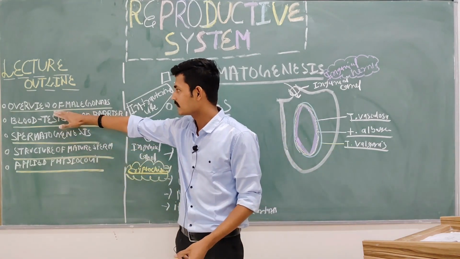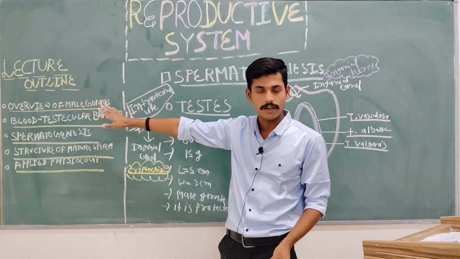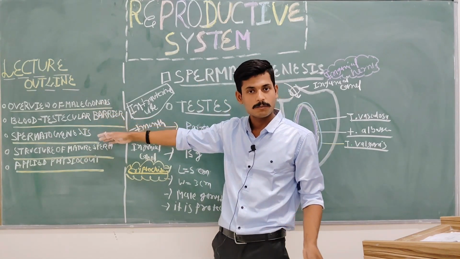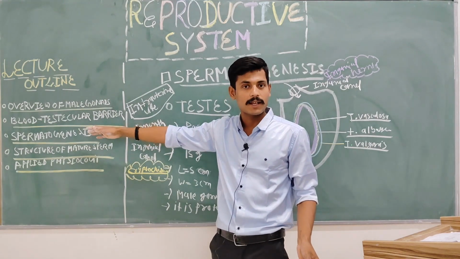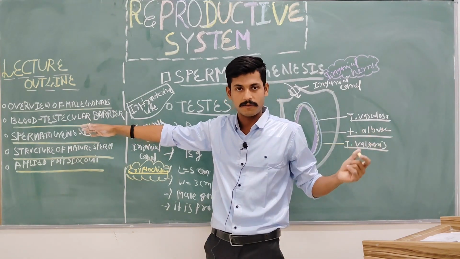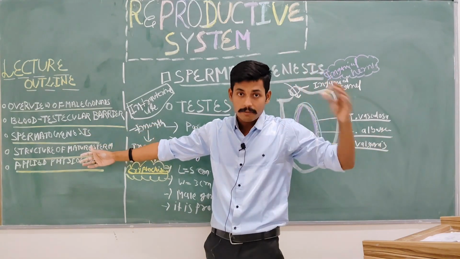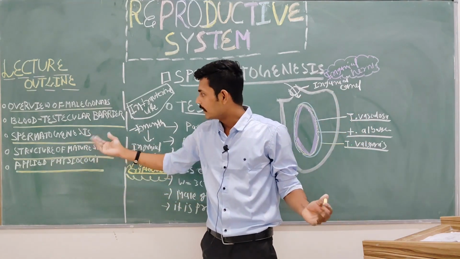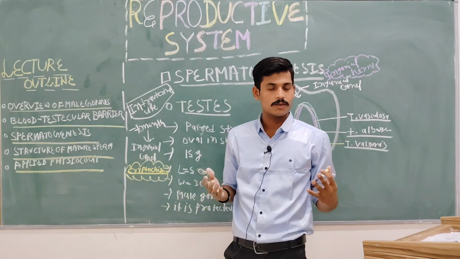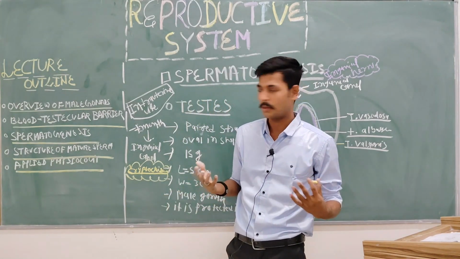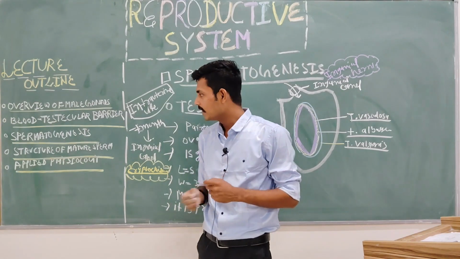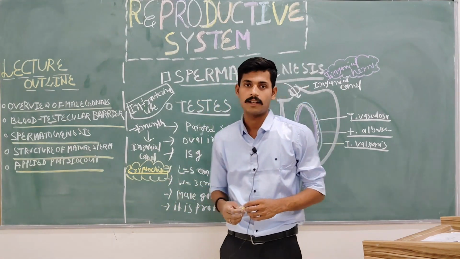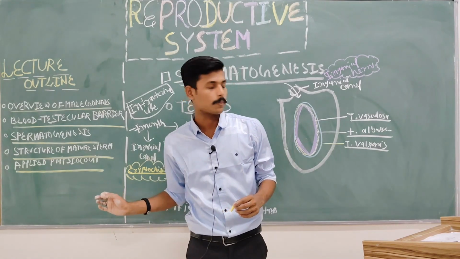First we will discuss the overview of male gonads. Then we will see one special kind of barrier, same as the blood retinal barrier and the blood brain barrier which we discussed previously. It is called the blood testicular barrier. Then we will see the process by which sperm is produced, called spermatogenesis, then the structure of one mature sperm, and then applied physiology. This is our topic of discussion today.